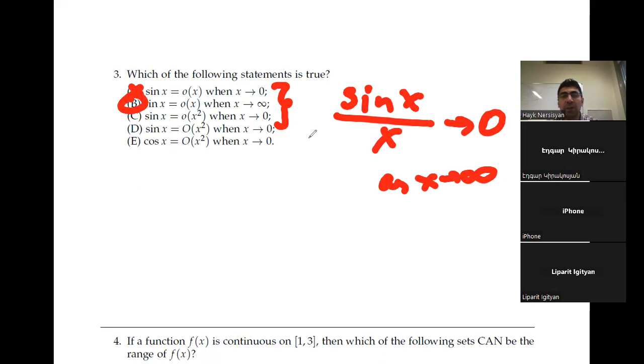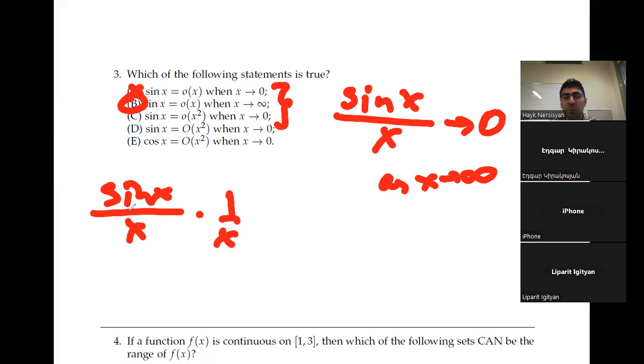But move forward, sinus x over x squared. When x goes to 0, it is 1 times 1 over x, 1 times infinity, it goes to infinity. So if it goes to infinity, C and D we can drop. And actually cosine x over x squared as x tends to 0 will be 1 over 0, again infinity. So yes, B is the only correct answer here.